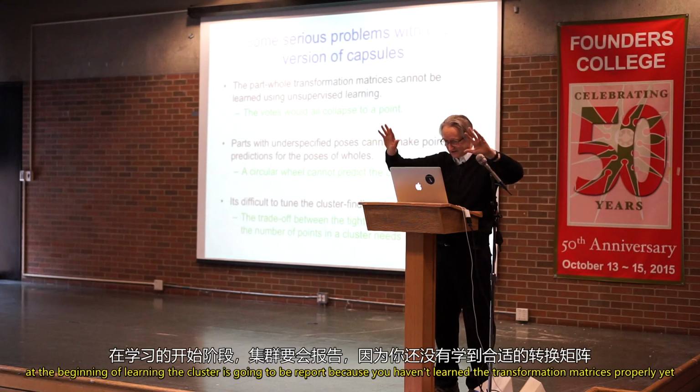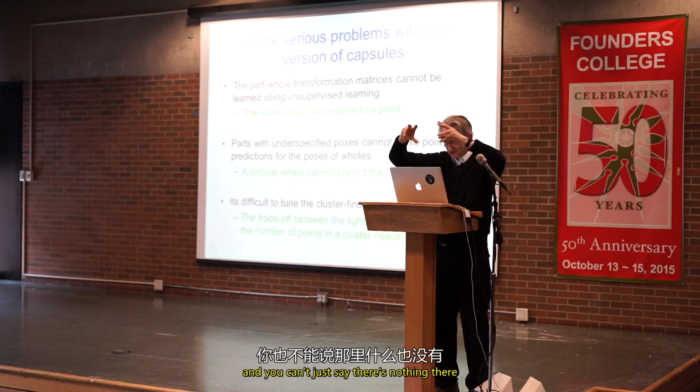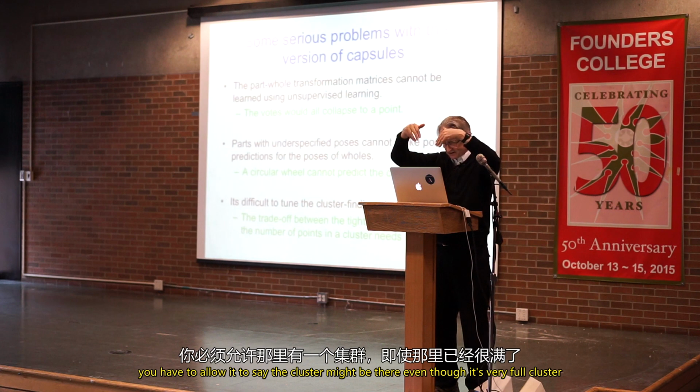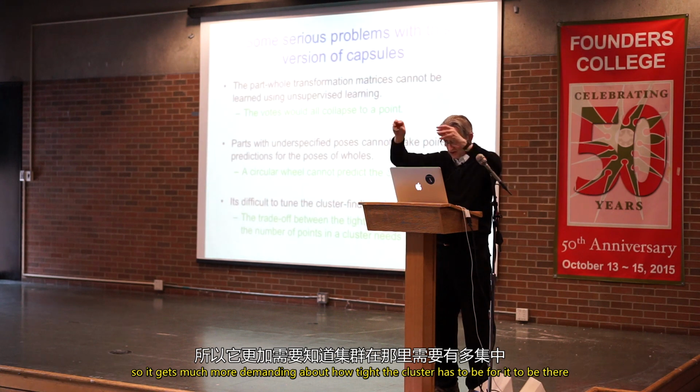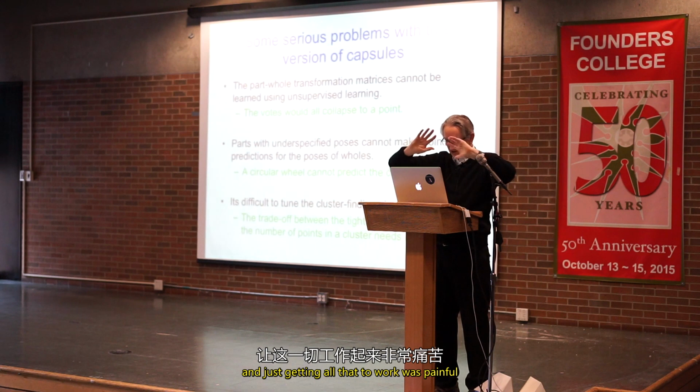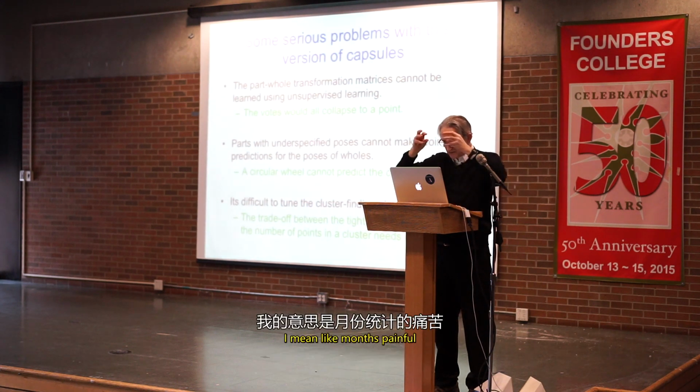At the beginning of learning, the cluster is going to be very poor, because you haven't learned the transformation matrices properly yet. And you can't just say there's nothing there. You have to allow it to say the cluster might be there, even though it's a very poor cluster. As learning goes by, you need to let all that change, so that it gets much more demanding about how tight the cluster has to be for it to be there. And just getting all that to work was painful. I mean, like months painful.